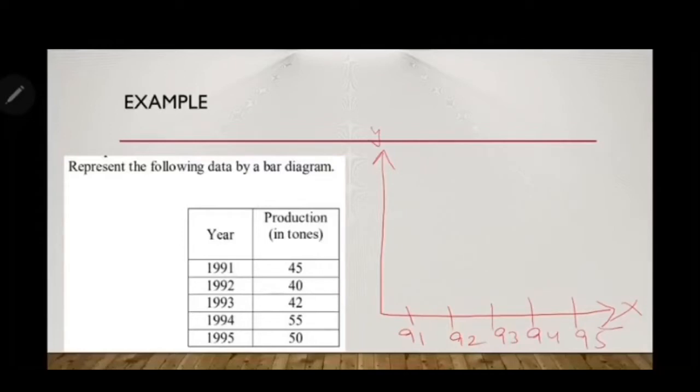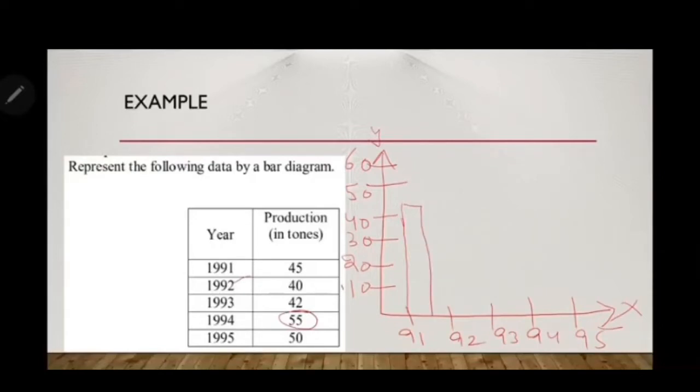In order to plot production on y-axis, first we have to check the highest value given in the data. The highest value given is 55. So we can divide y-axis in a gap of 10 tons like this: 10, 20, 30, 40, 50. That for 91 the production was 45 tons. So my first bar will be like this.